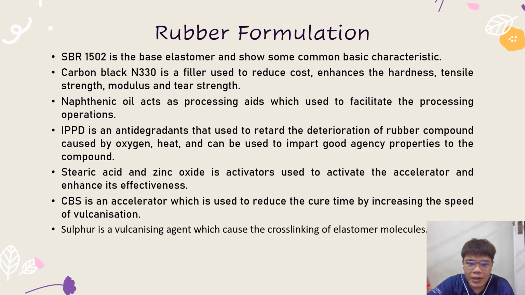Styrene butadiene rubber is the base elastomer and shows some common basic characteristics. Carbon black is a filler used to reduce cost and enhance hardness, tensile strength, modulus, and tear strength. Naphthenic oil acts as a processing aid, used to facilitate the processing operations. IPPD is an antidegradant used to retard the deterioration of the rubber compound caused by oxygen and heat, and it can be used to impart good adhesion properties to the compound.